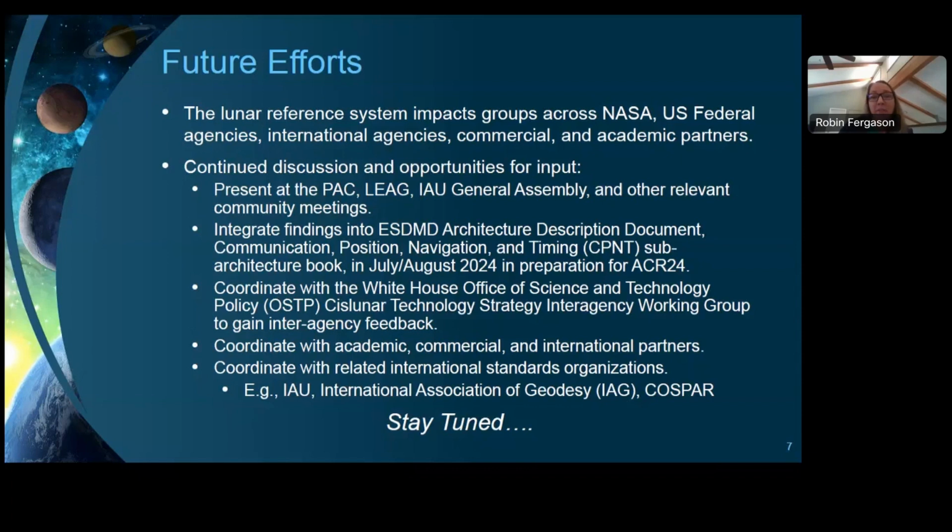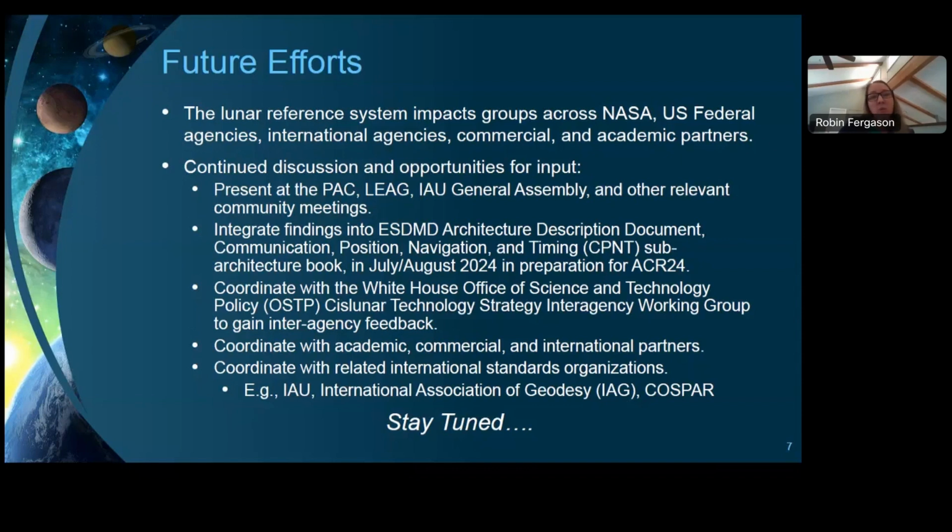We also will integrate our findings into the ESDMD architecture description document. That document was discussed in some of the earlier presentations this morning. And this topic is relevant to the communication, position, navigation, and timing sub-architecture book, if you all are interested in seeing how these conversations progress.